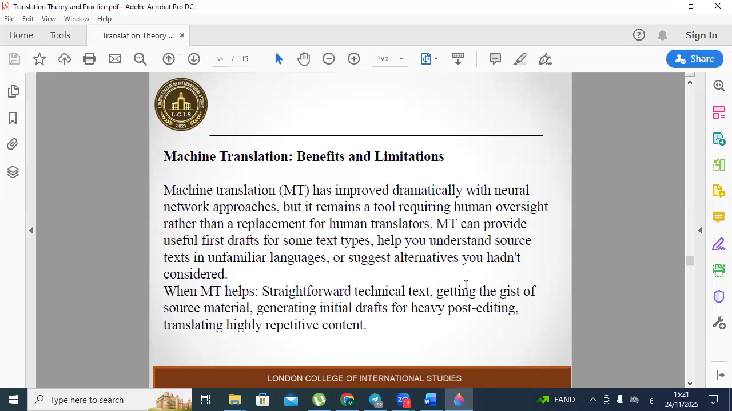Now let's move to machine translation benefits and limitations. Machine translation (MT) has improved dramatically with neural network approaches, but it remains a tool requiring human oversight rather than a replacement for human translators. MT can provide useful first drafts for some text types, help you understand source text in unfamiliar languages, or suggest alternatives you hadn't considered. When MT helps: straightforward technical text, getting the gist of source material, generating initial drafts for heavy post-editing, translating highly repetitive content.